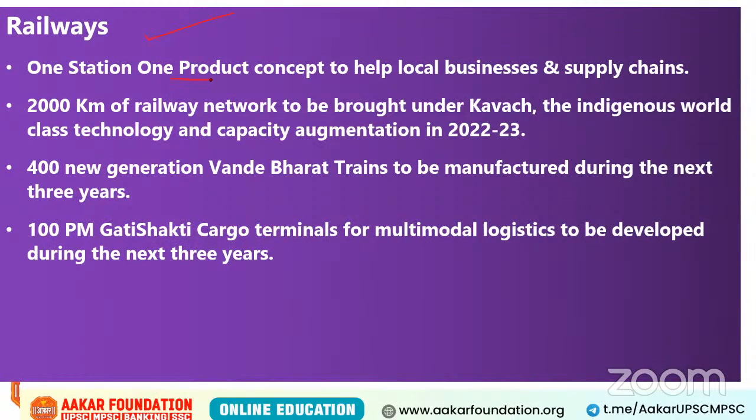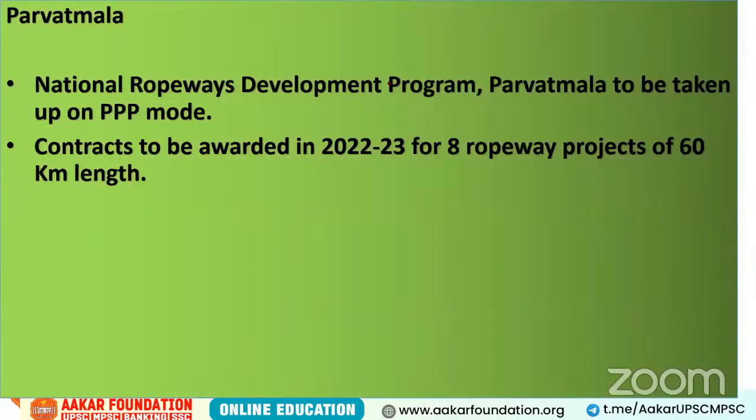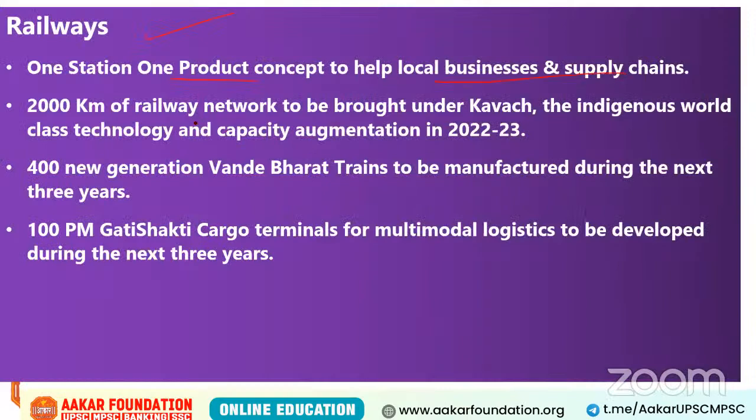Third is railways. The one station, one product concept will help local business and supply chains. 200 kilometers of railway network is to be brought under the coverage of indigenous world-class technology and capacity augmentation in 2022-23. Then 400 new generation Vande Bharat trains are to be manufactured during the next 2 years, and 100 PM Gati Shakti cargo terminals for multimodal logistics are to be developed during the next 3 years.